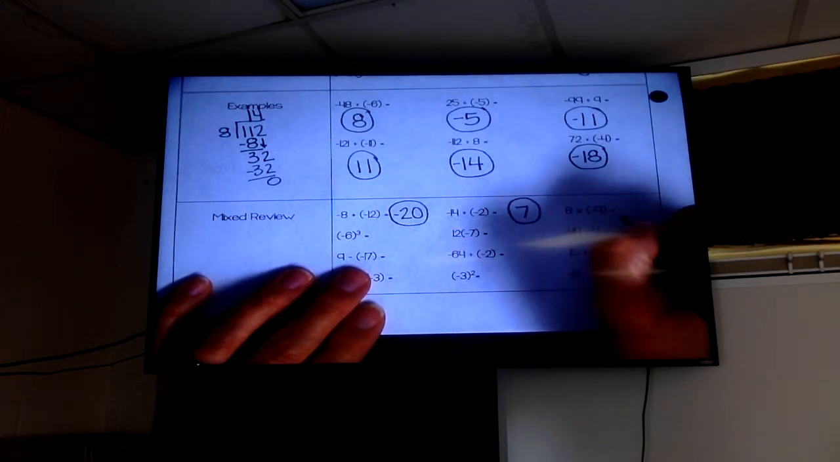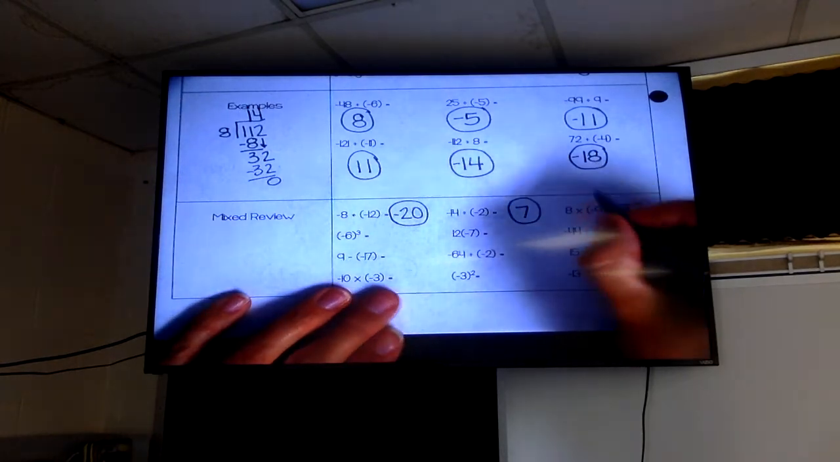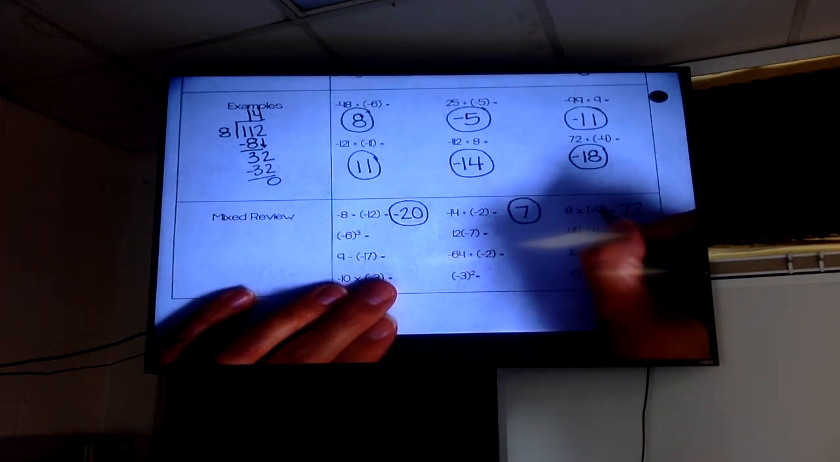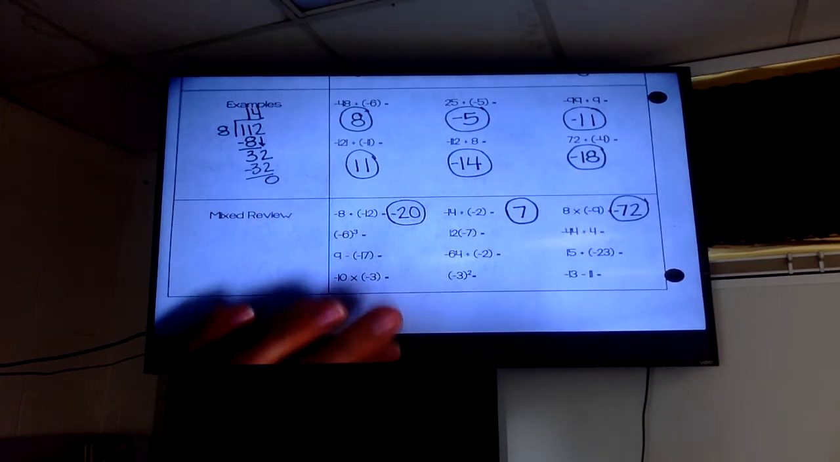Okay, 8 times negative 9. So I do 8 times 9, you get 72. And then I have a negative and a positive. My signs are different. Different means different, so I need to have that negative sign in there.